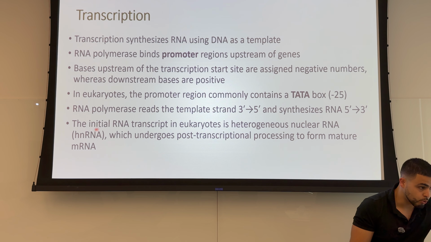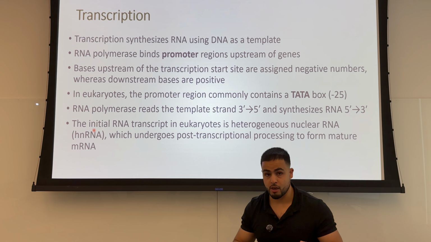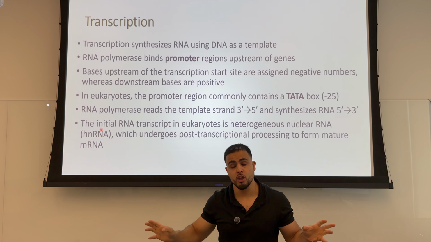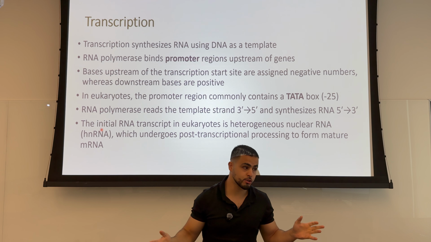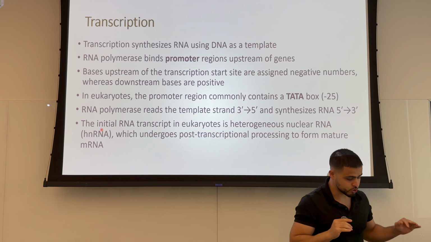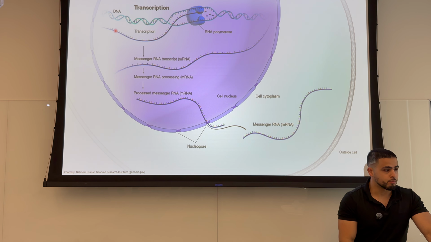And now this is very important. So the initial RNA transcript, particularly in eukaryotes, that you get from this process is called a heterogeneous nuclear RNA, hnRNA, which then goes through post-transcriptional processing to form the mature mRNA. More on this, it's extremely important, more on this in a few slides. So this is essentially the process of transcription.